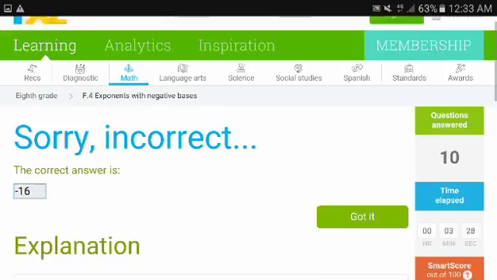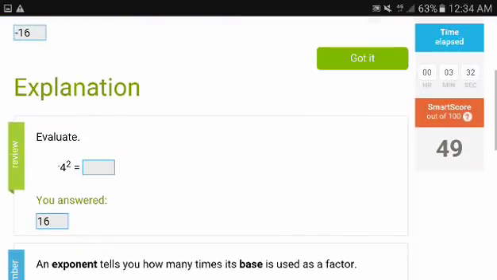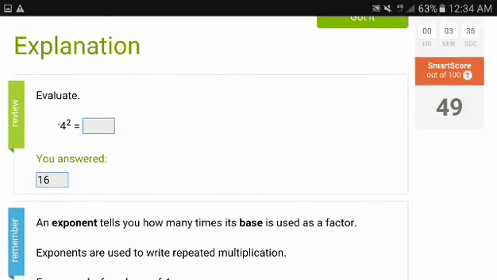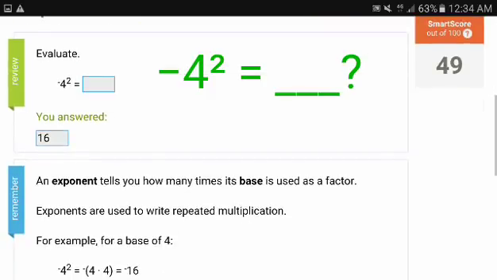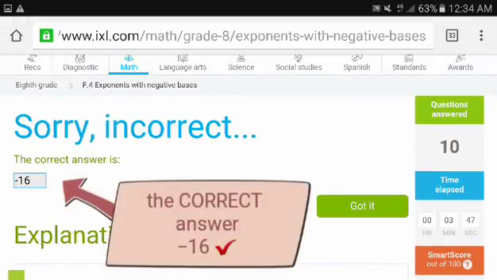ixl.com. So here, I intentionally give a wrong answer para makita natin yung explanation. Bali, ang question kanina, negative 4 raised to 2. I answered positive 16. So, sabi niya, sorry, incorrect daw.